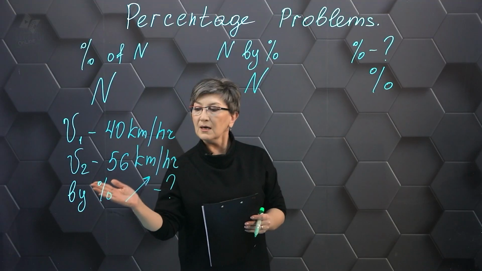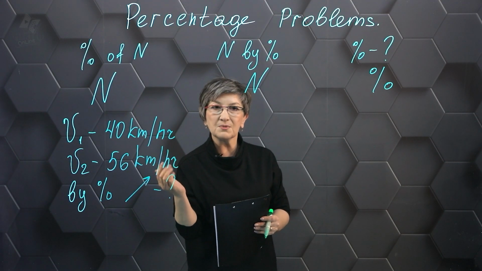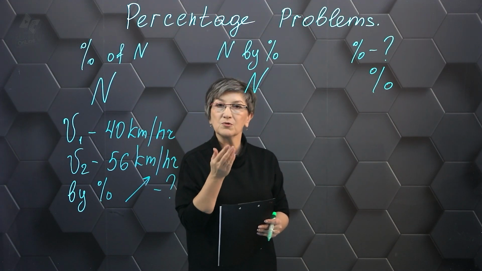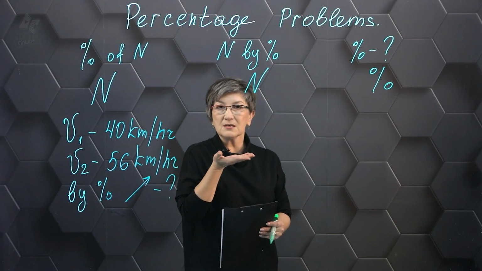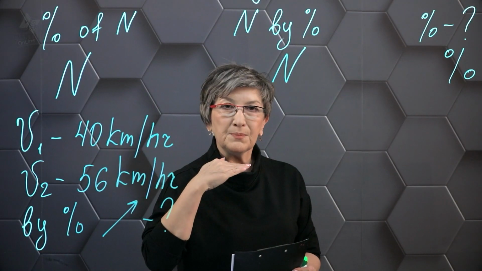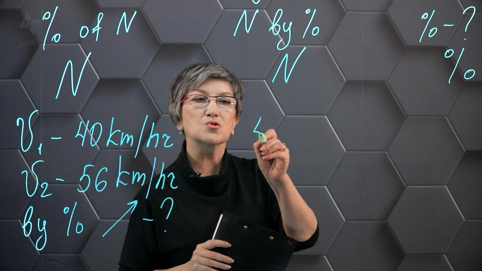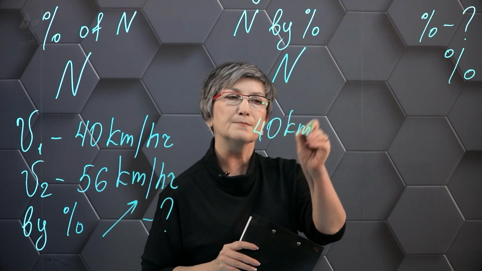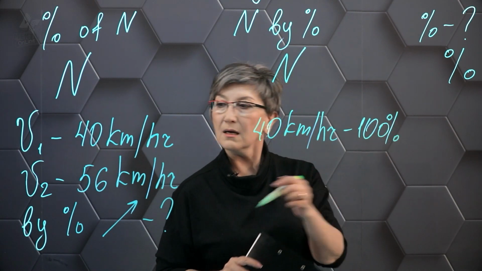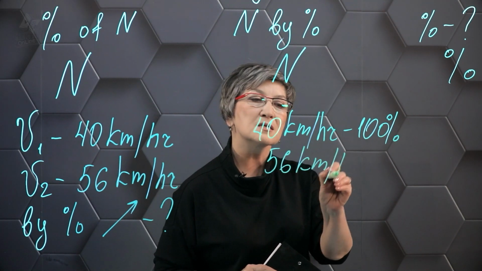Let's do some reasoning. If the percentages have increased, then I need to write in my answer by how many percent they have increased. And if I'm asked how much the percent increased or decreased, in this case the original rate or the original price of the product we take as 100%. That's why I write that 40 kilometers per hour is 100%. Next, 56 kilometers per hour, I don't know what percent it is.